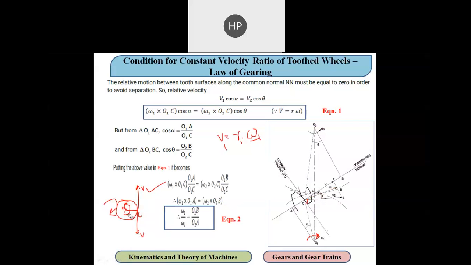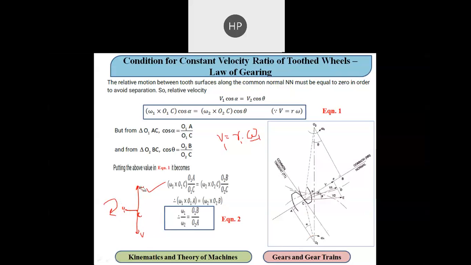For V2, the same thing: O2C, and if it is rotating clockwise, then this one and this one. So we have this O2C line, and perpendicular to that we have to draw. Now this omega 2 is rotating in this direction, so obviously V2 is going in this direction. So this is how we will get the directions of V1 and V2, which are perpendicular to the line at the point of contact.